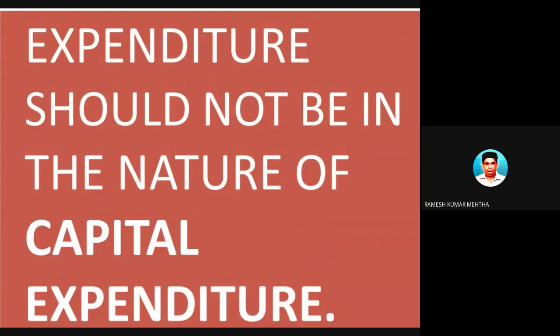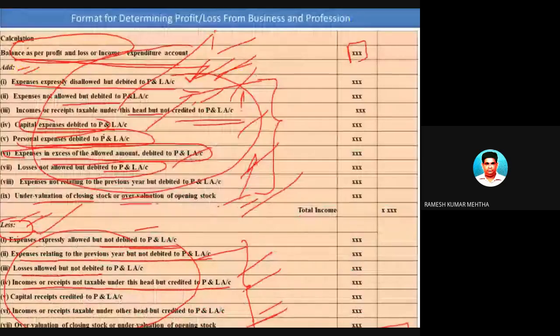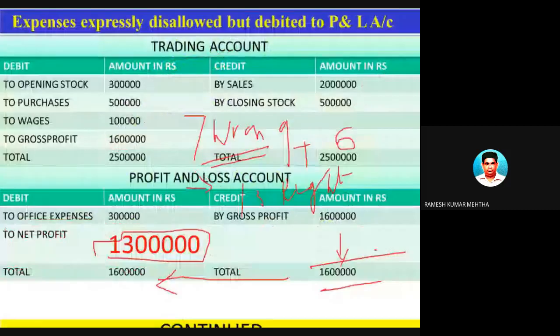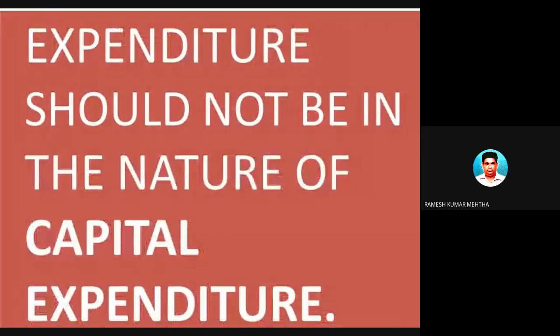Next one is this: capital expenses debited to profit and loss account. Expenditure which is capital in nature should not be shown there. Yet it is often found that the capital expenditure is shown on the balance sheet closing values, but any expenditure which is capital in nature should not be allowed on the debit side of profit and loss account.